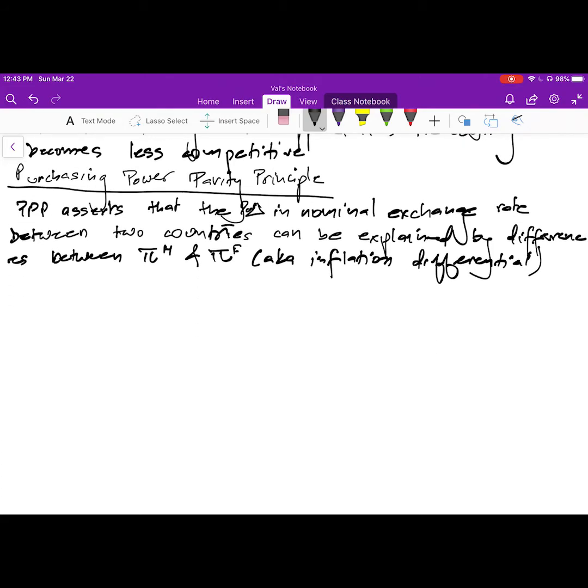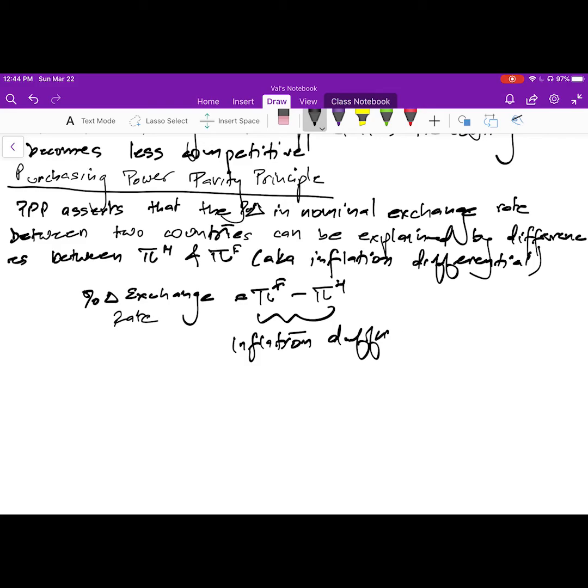So we could say the percentage change in exchange rate is equal to pi f minus pi h, which is called the inflation differential. This is called the inflation differential.